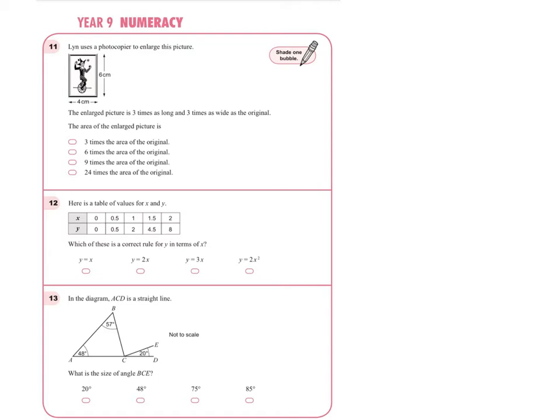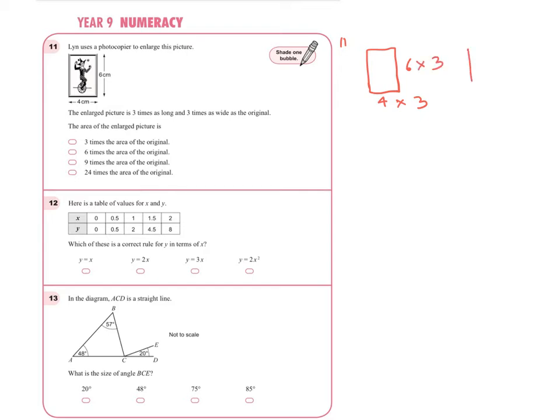Lynn uses a photocopier to enlarge this picture. So here's a picture and she wants to make it bigger. It looks more like a square. Okay, so this is 6 and this is 4. I'm not going to use units. The enlarged picture is 3 times as long and 3 times as wide. So it's 4 centimeters long, times by 3 and times by 3.